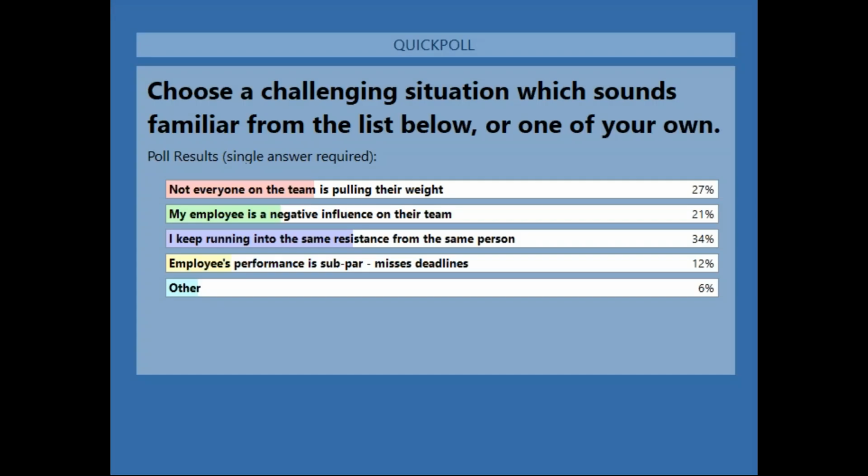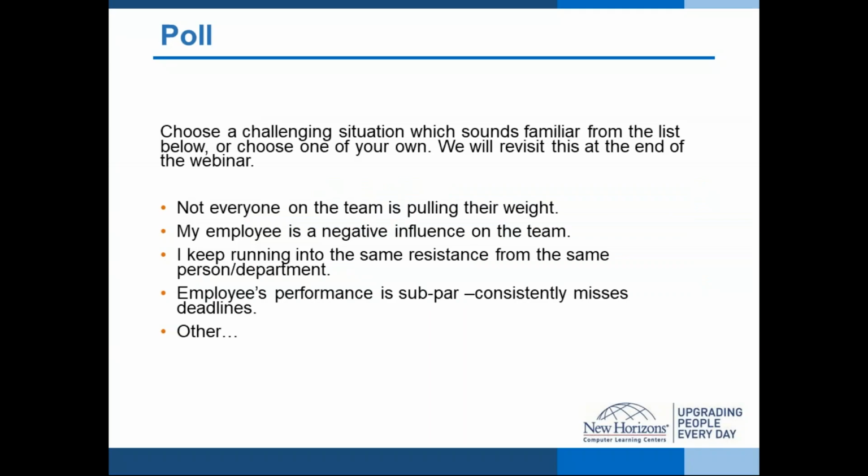The results are about 27% for not everyone on the team is pulling their weight. 21% my employee is a negative influence on their team. 34% for I keep running into the same resistance from the same person. 12% for employee's performance is subpar, misses deadlines, and 6% is the other. Great. All right. Thank you very much. So hang on to those examples, those situations, and we will come back to them later on.